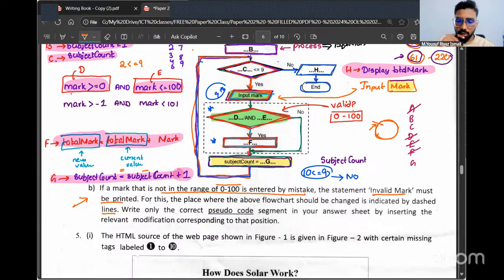Write only the pseudocode segment in your answer sheet by inserting the relevant modification corresponding to that position.